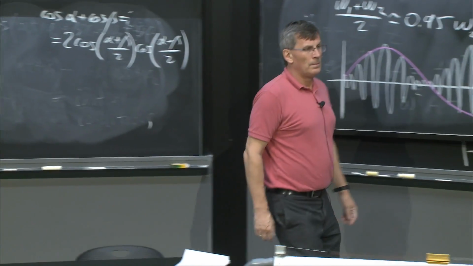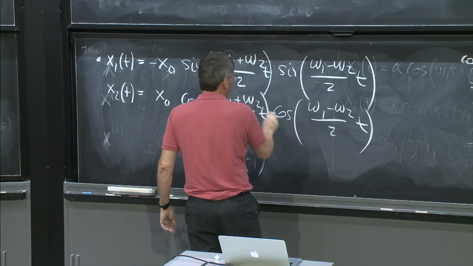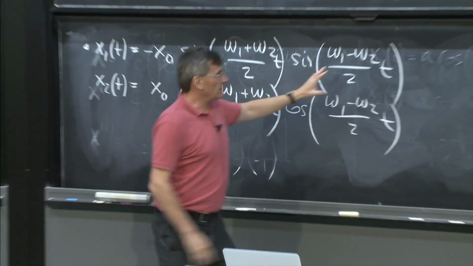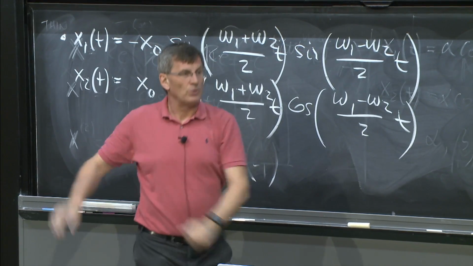Should both of those sine and cosine terms have t's in their argument? Of course, always, right? Yeah, they're both time dependent. This is the fast thing, and this is this time dependent modulation.